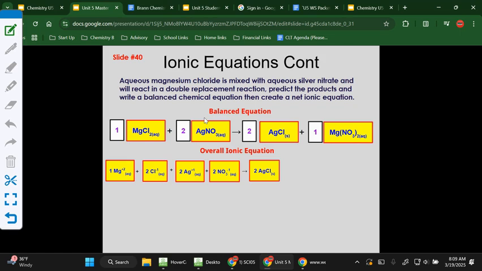But this is aqueous, which means what? And? Nope, not settle out. It's going to break apart into the ions that make it up. So it's going to break apart into a magnesium ion and 2 nitrate ions. Questions on this?